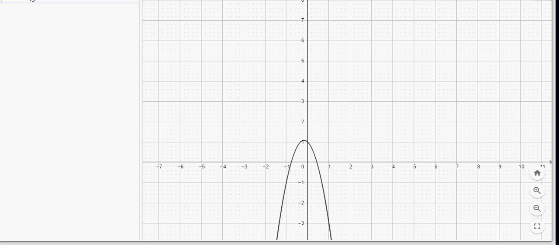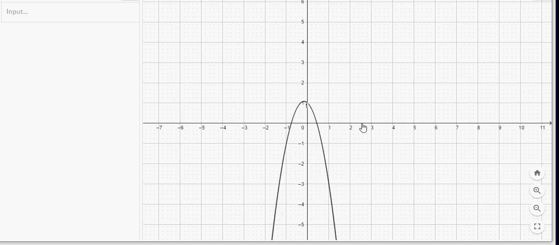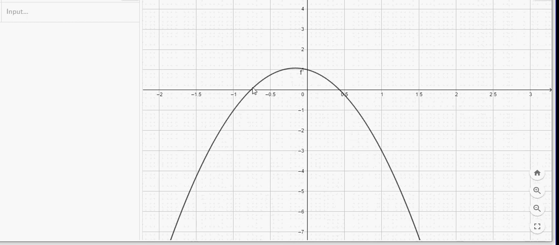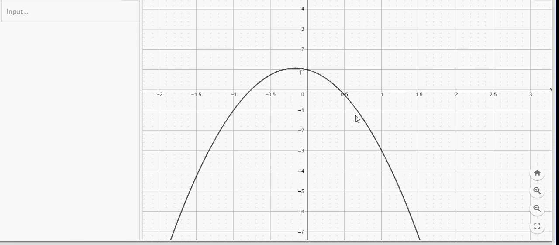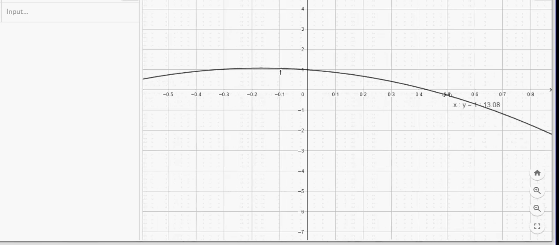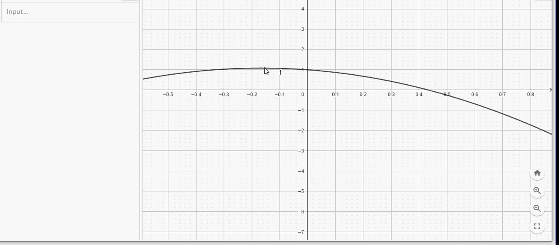First of all, N-shaped or U-shaped? N-shaped. How many values of t will you get? 1 or 2? Why is it 2? Hits the axis twice. Where is the maximum, do we think? I'm going to drag this out a bit more. It looks to be 0.2 something, doesn't it? See, the maximum is here, isn't it? So it's going to be in that range.